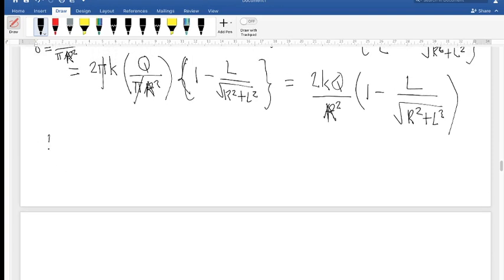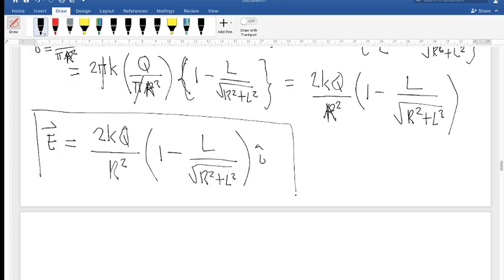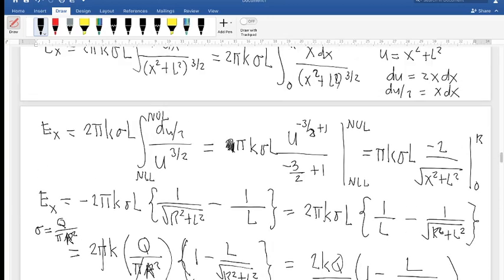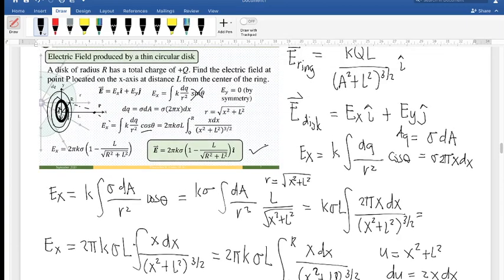So the electric field, total electric field, is actually equal to 2kq over R squared. Then we have here 1 minus L over the square root of R squared plus L squared, i hat. Okay, so this is actually the electric field expression for a thin circular disc. Anyway, this is actually correct gihapon.